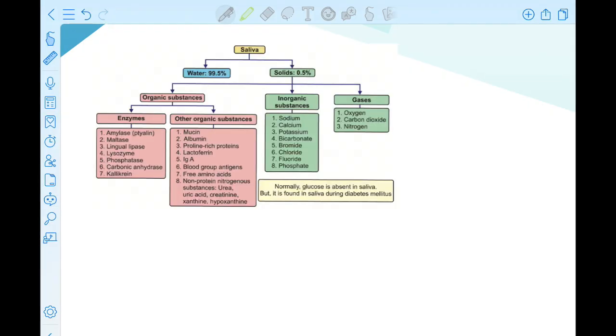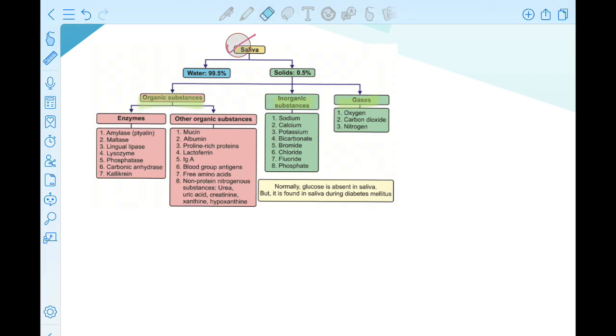Now let's have a discussion about the properties and composition of saliva. So this is the composition of saliva. The saliva has got 99.5 percentage of water and 0.5 percentage of solids. Now, out of the 0.5 percentage of solids, we have organic substances as well as inorganic substances and some amount of gases. So the organic substances are enzymes as well as other organic substances.